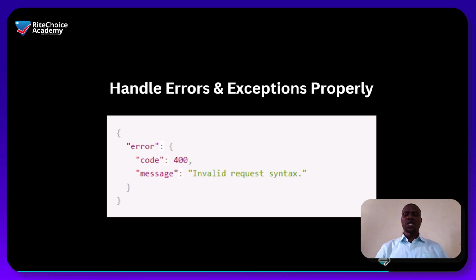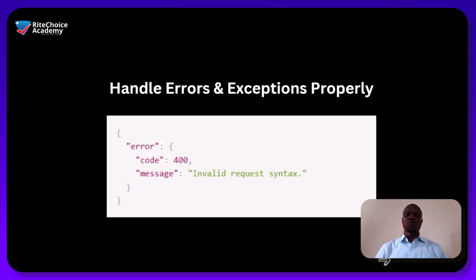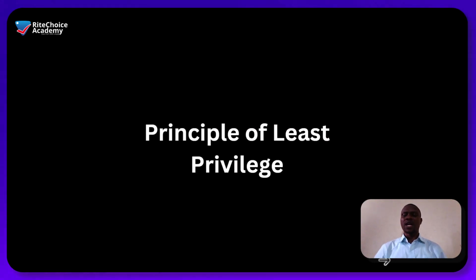Then the next one is handle errors and exceptions properly. When we are working with an API, you need to make sure that every error and exception is handled properly. Let your client know at every point what is happening on the back end. Then you need to also do it in such a way that you do not give too much information to the client, in case some people are trying to spy on your system.